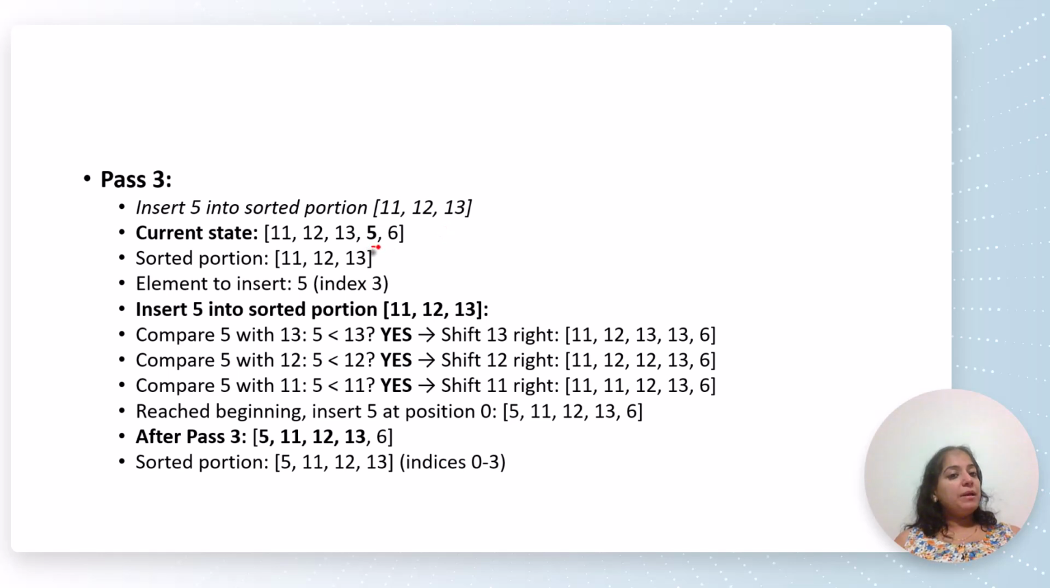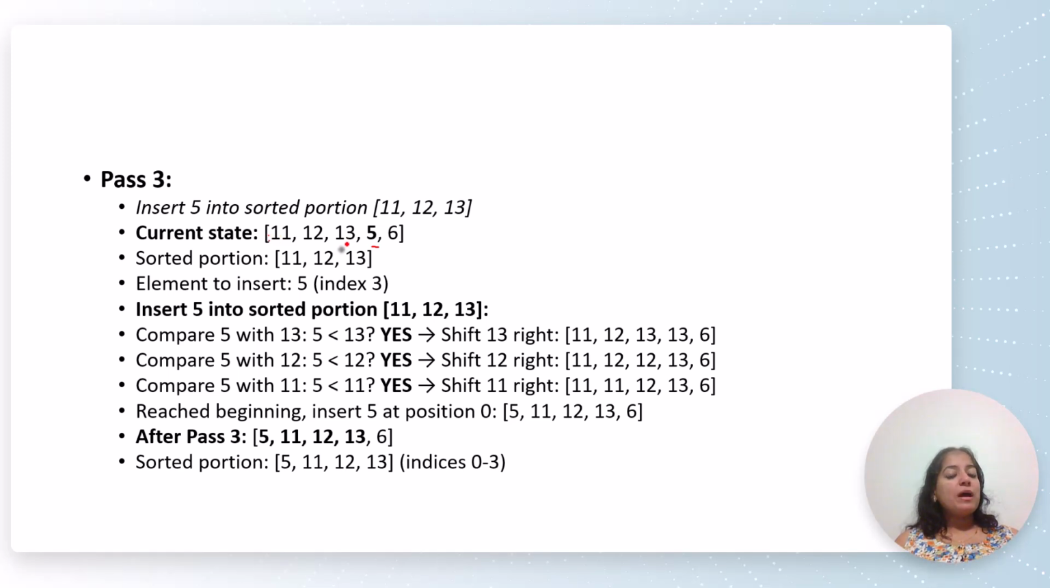Then your current element in the next pass is 5. So 5 will be compared with 13. It is less than 13. So compare 5 with 12. It is less than 12. So compare 5 with 11. 5 is less than 11. That means 5 should come here.